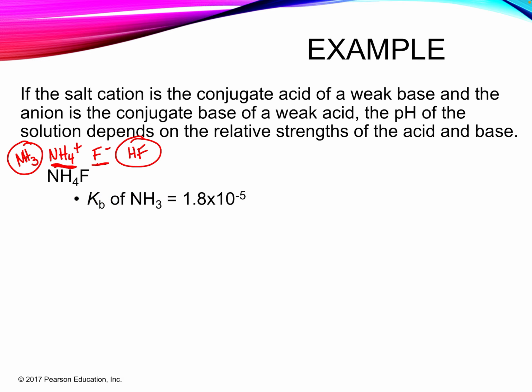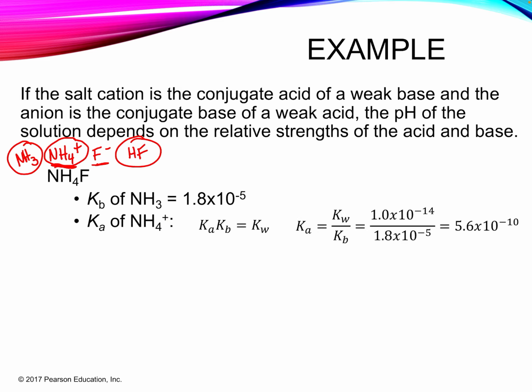So we can look up the Kb value of ammonia. Since ammonia is a base, it's reporting a Kb value. But because its conjugate acid is going to act like an acid, we need to figure out the Ka value for the weak acid. So the way that we'll do that, we'll use Ka times Kb equals Kw. We'll rearrange it and plug stuff in, and we can get the Ka value for the ammonium cation.